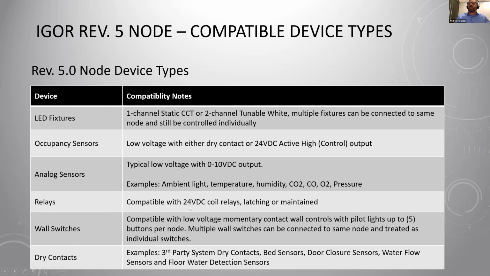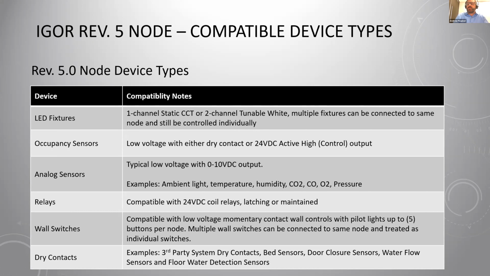And those relays, one other thing to mention about the relay outputs is that we are designed for 24-volt DC coil relays, so we can actuate those open and closed. The wall switch is going into a little bit more detail about the wall switch functionality.